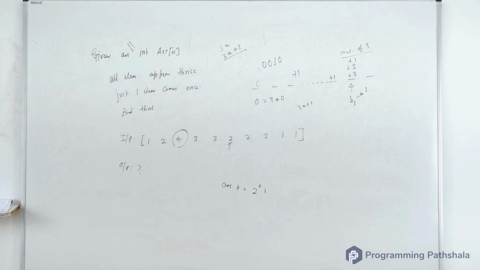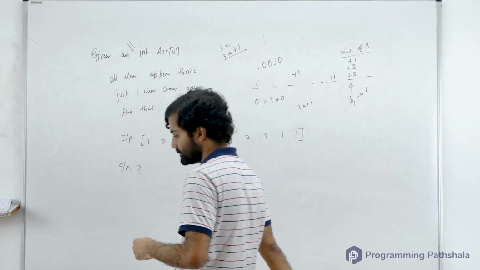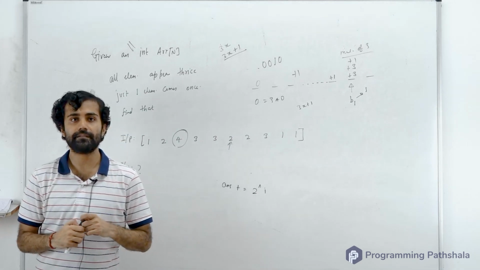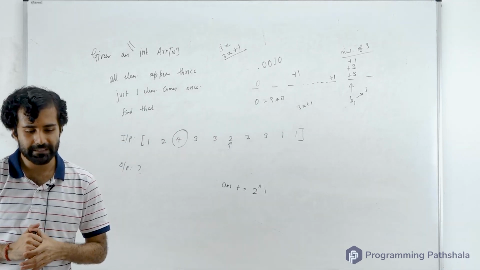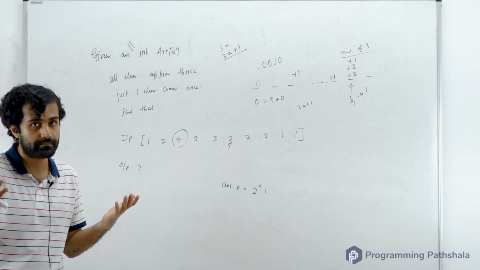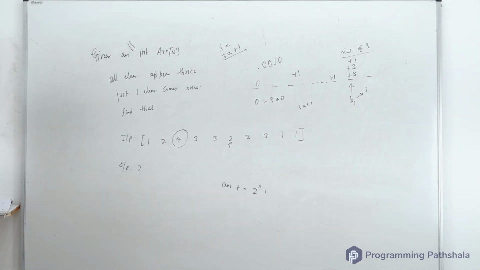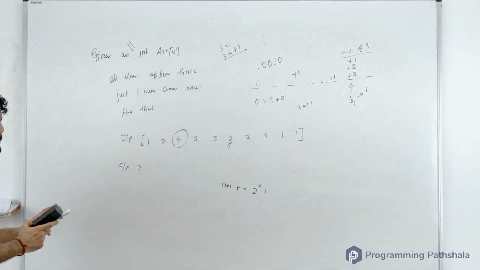Okay, should we take an array for counting 1s? Yes, you can take that, but that might not be very necessary. This is what you should understand. Okay, let me do one thing. Let me just try to implement it.